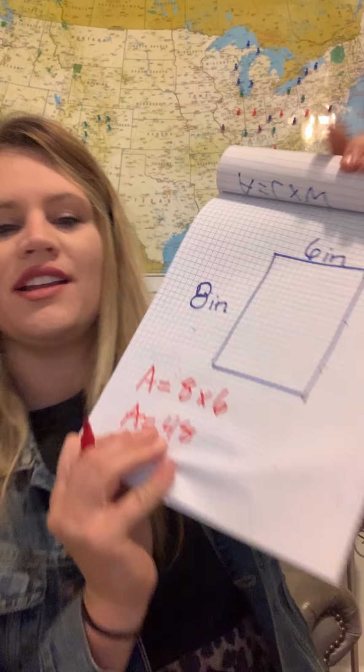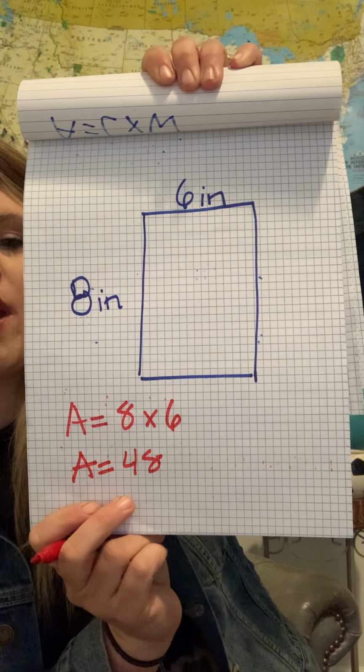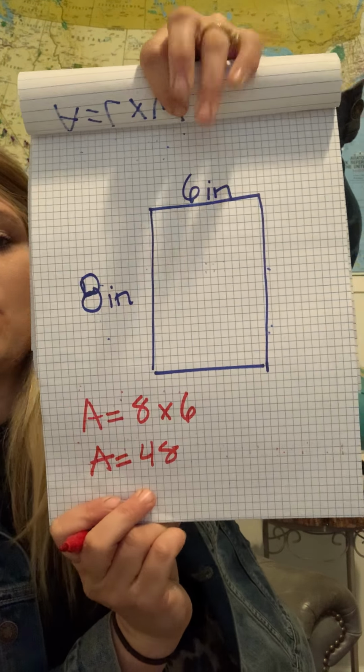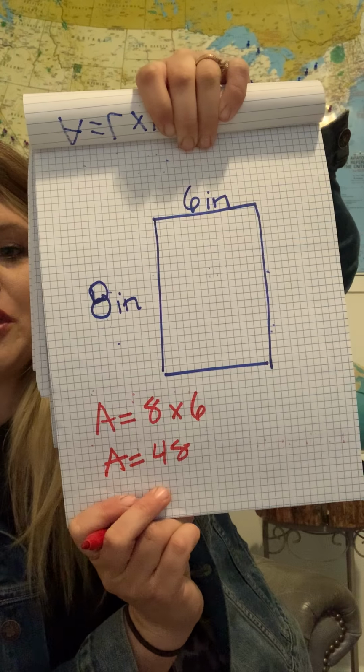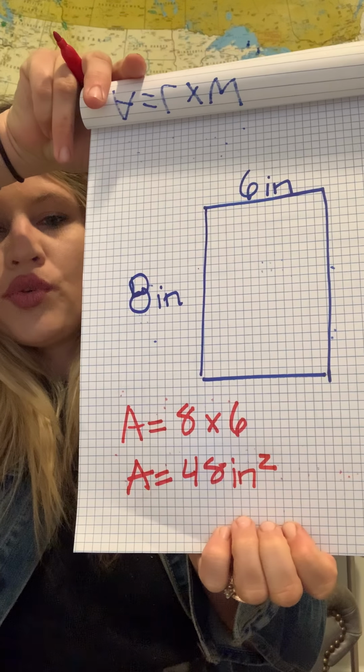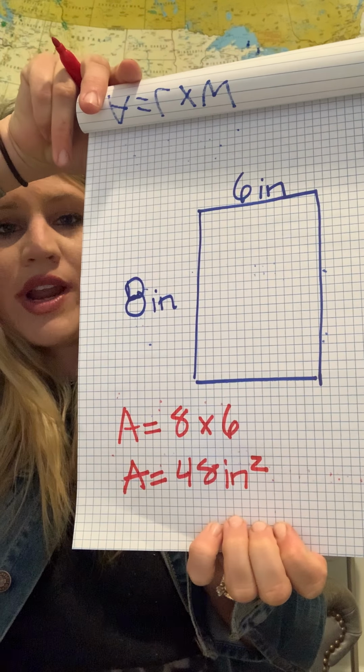So I'm gonna put A is equal to 48, but I'm forgetting one thing right now, and that's my inches. So I have to multiply my unit times a unit, which is a unit squared. So I'm gonna put inches squared, and then I'm finished. So my answer is A, which is my area, is equal to 48 inches squared. Now I'm going to warn you, if you don't put inches squared, a lot of teachers are going to mark that answer wrong because it's not right.